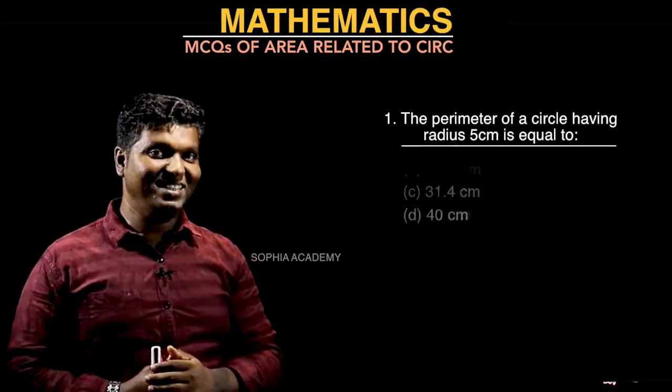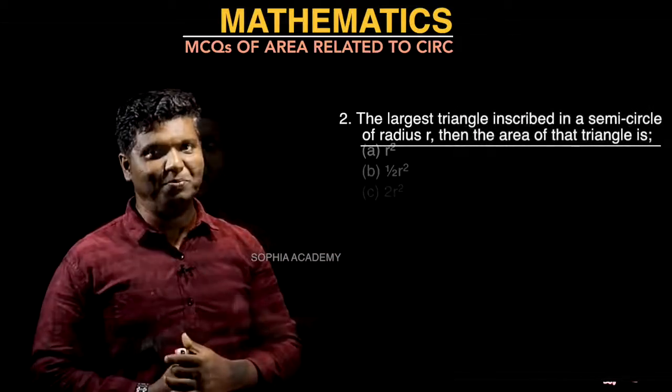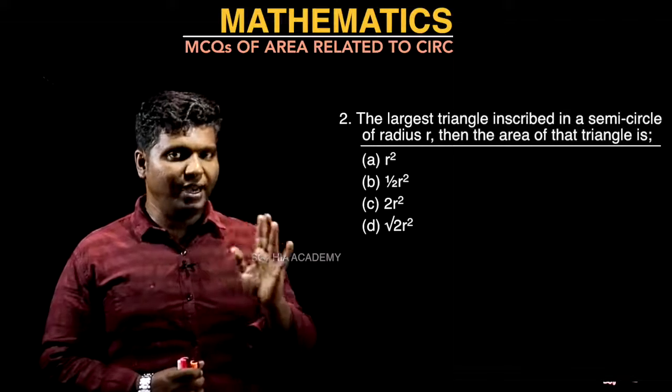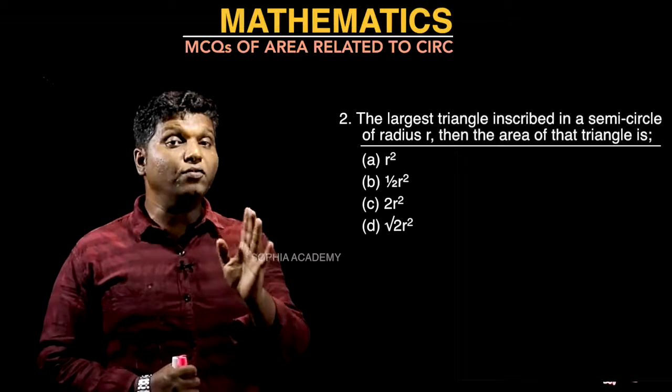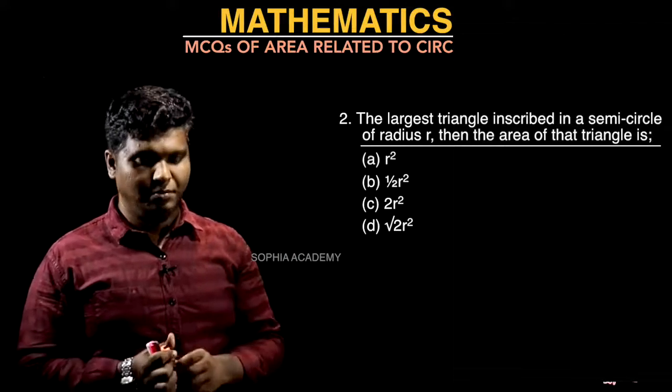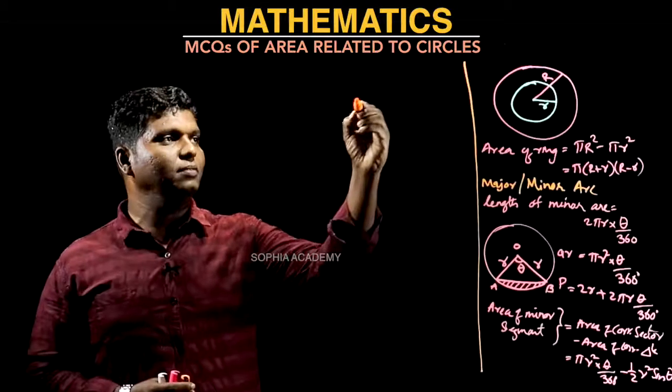That's great, right? Now let us go to the next question, question number 2. The largest triangle inscribed in a semicircle of radius r, then the area of the triangle is. So there is a semicircle. Let's draw it, right? There is a semicircle.